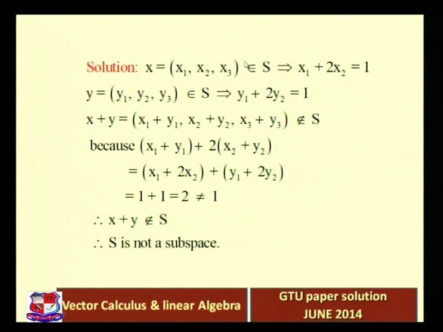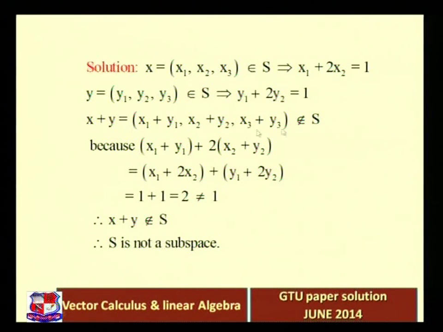When x is equal to (x1, x2, x3) belongs to S, and x1 plus 2x2 is equal to 1, y is equal to (y1, y2, y3) belongs to S, and y1 plus 2y2 is equal to 1. Now let's check x plus y. x plus y is equal to (x1 plus y1, x2 plus y2, x3 plus y3), not belongs to S.